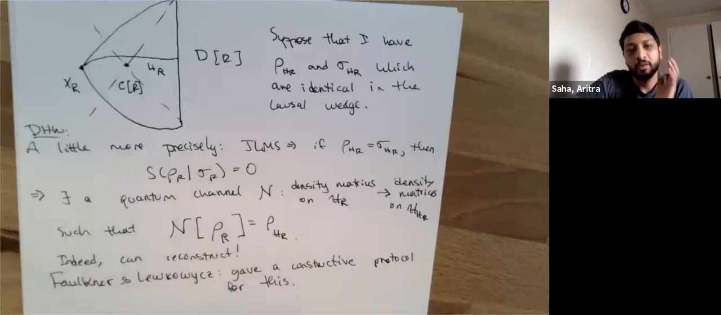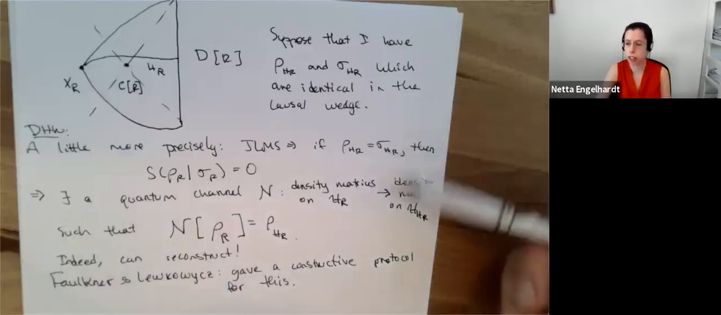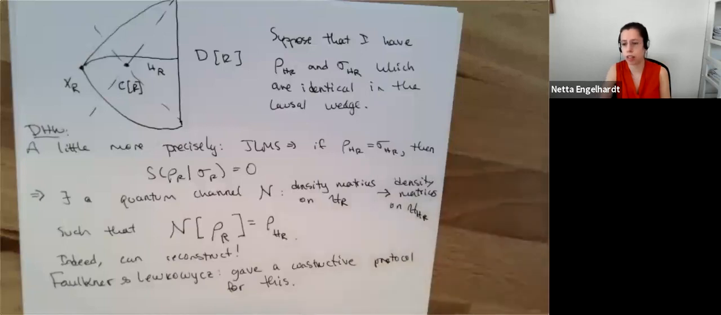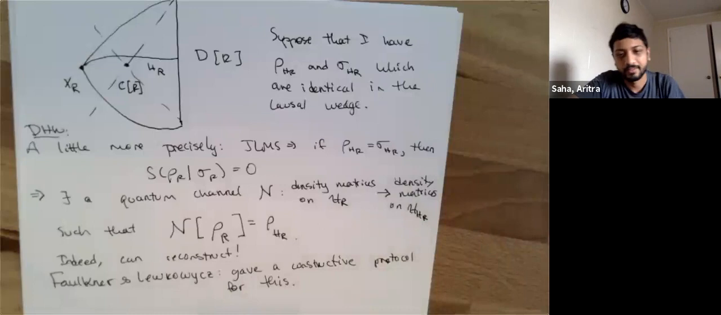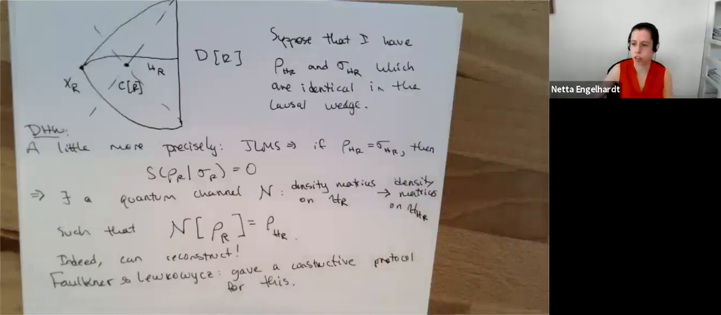Okay, but I was thinking if you have a particular boundary and you want to construct the bulk corresponding to that boundary, then in order to apply this procedure, you need to first ensure that rho HR is equal to sigma HR, right? So this is not a procedure, right? Okay. This is just a statement. It is possible to do this. Okay, I got it. Thanks. This is an actual constructive protocol.